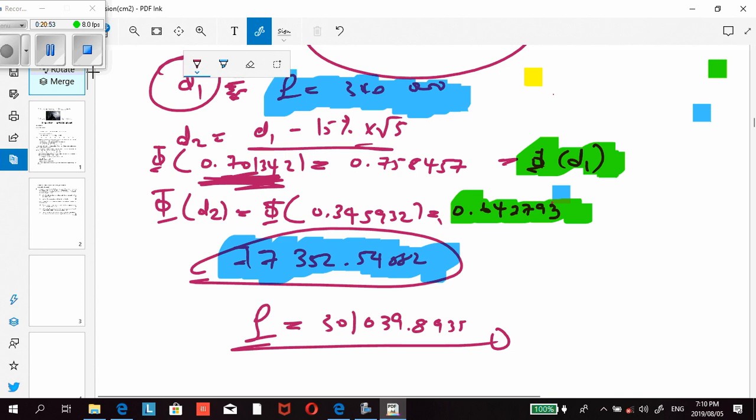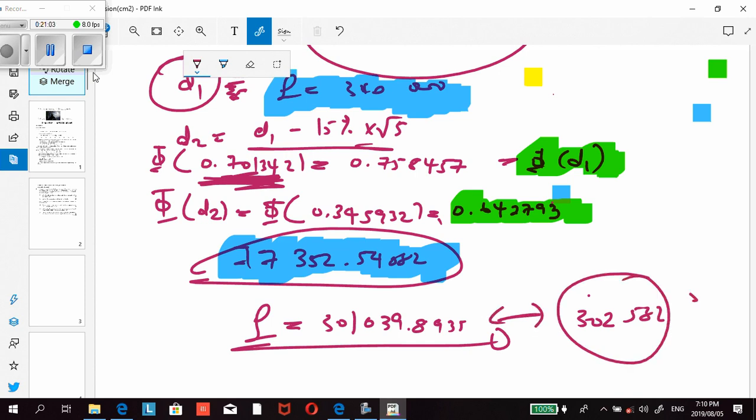Now, if you look at your exam report, the exact value of L is 302,582. And you can see we are not doing bad there. Now, for the purposes of this question and for the purposes of this exam revision, I'm going to use the exact value for the remainder of my question.